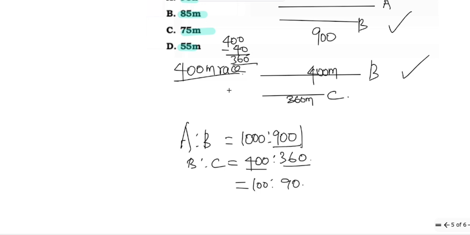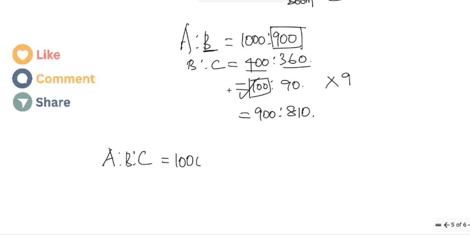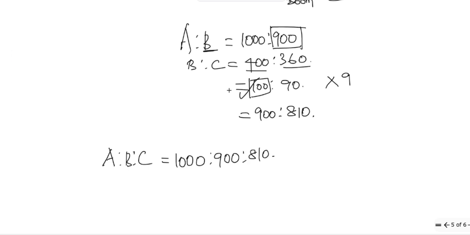Now, if we take LCM for 900 and 100, 900 is our LCM. So we can convert this value 100 to be 900 so that it will match with this particular first ratio. So how to convert? We need to multiply with 9 so that becomes 900 is to 810. Now we can express them as an overall ratio. So that is nothing but 1,000 to 900 to 810.